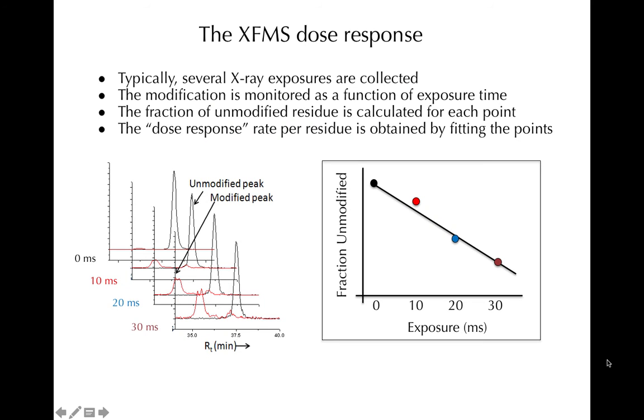I wanted to tell you in a little bit more detail about how we do these experiments. So typically we collect several different X-ray exposures and we monitor the modification of a residue as a function of that exposure time. So in this example you'll see 0, 10, 20, and 30 milliseconds exposure, and you can see the modification on that residue increasing as a function of X-ray exposure. And we plot the unmodified fraction as a function of X-ray exposure time, and we get a rate.